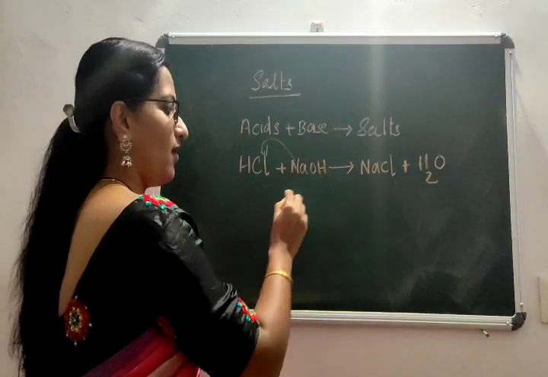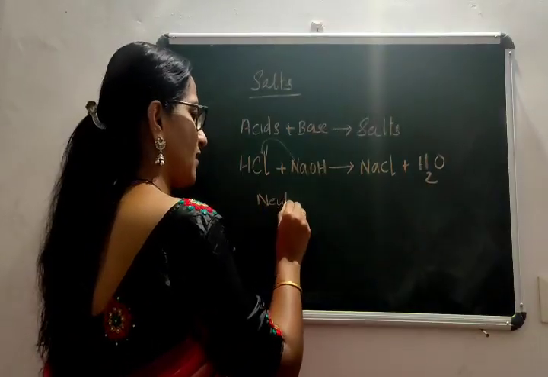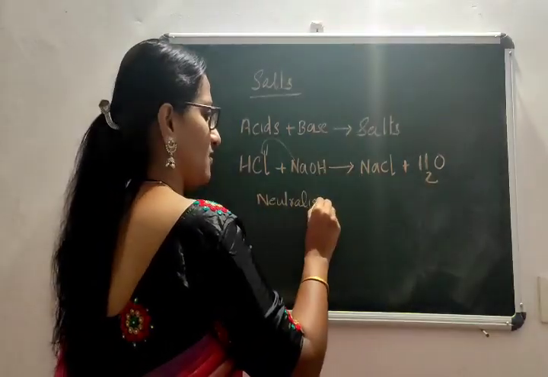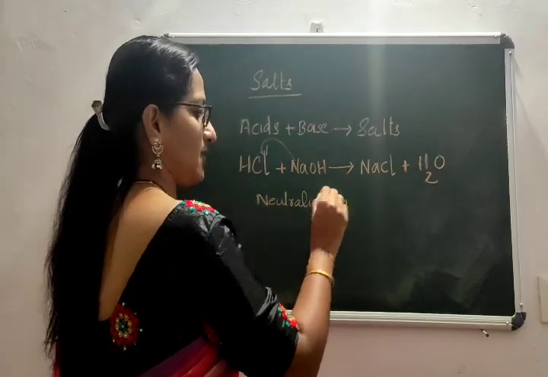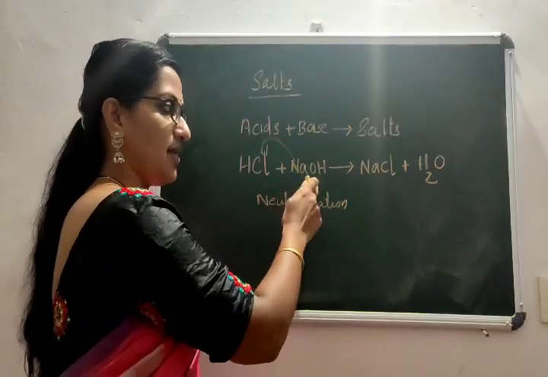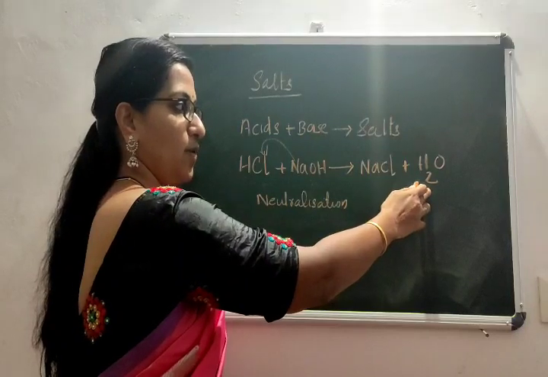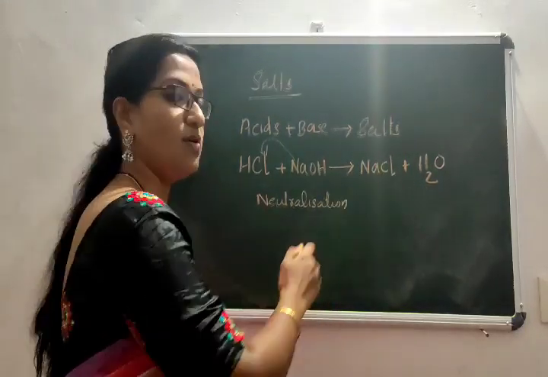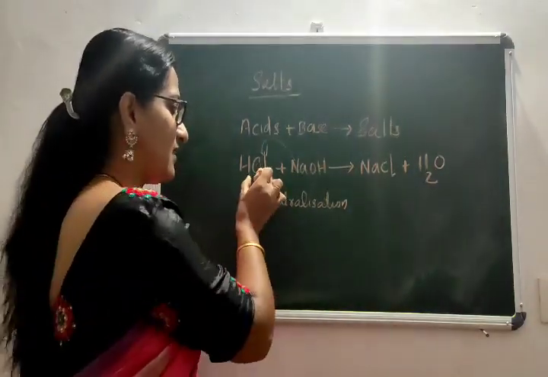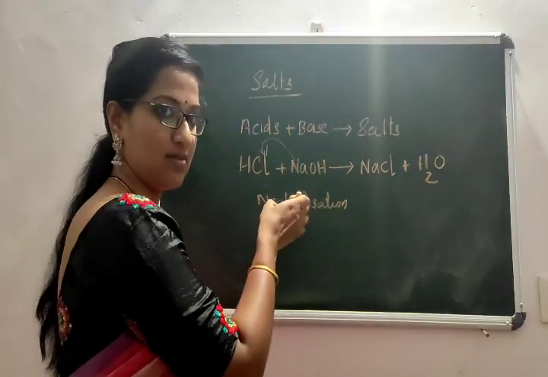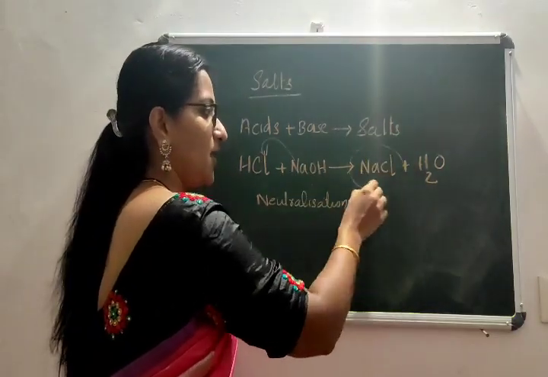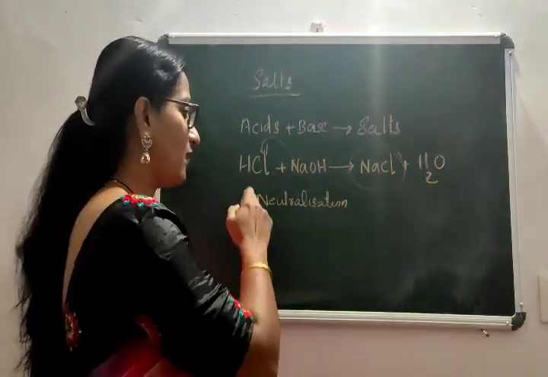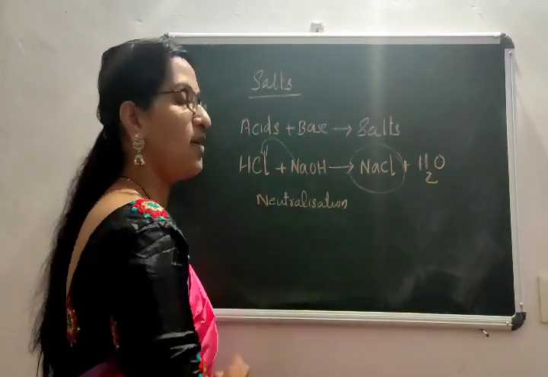This reaction is called a neutralization reaction. It is called a neutralization reaction because after the reaction, neutral water is produced and a neutral salt is also produced. So the acidity and basicity will be neutralized. Salt is obtained by the reaction of acid and base, so this reaction is called a neutralization reaction.